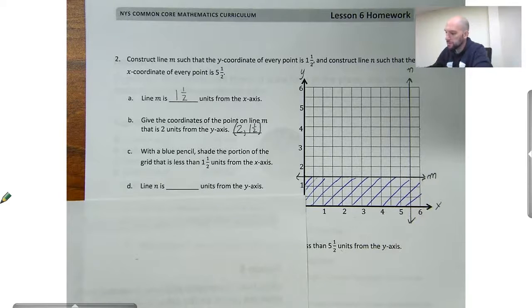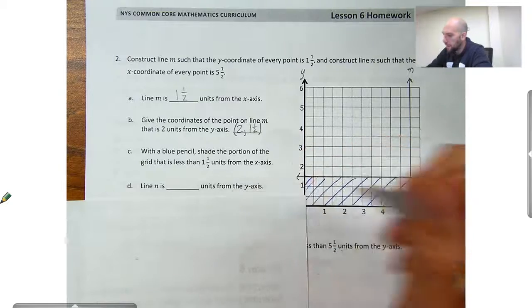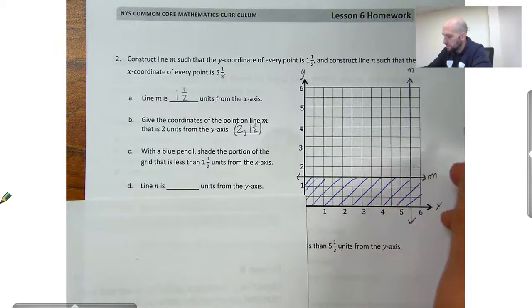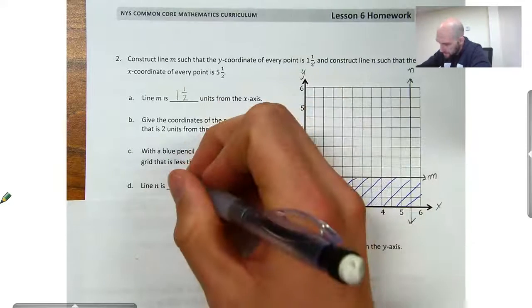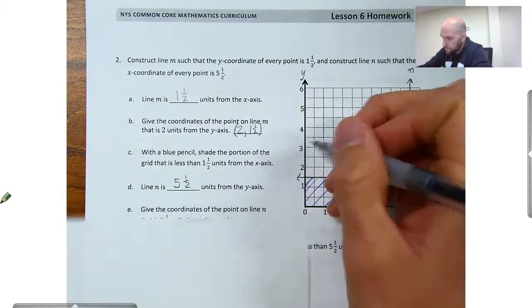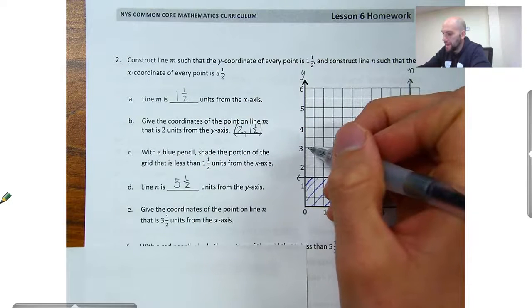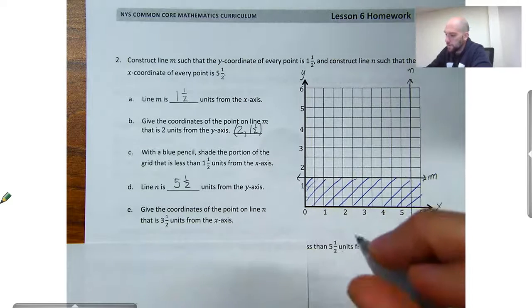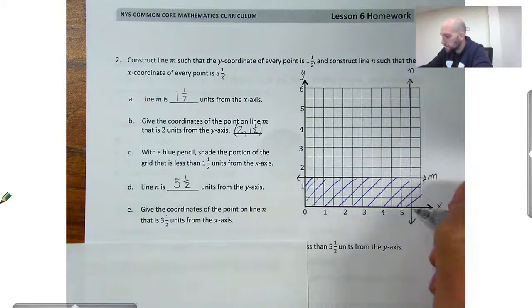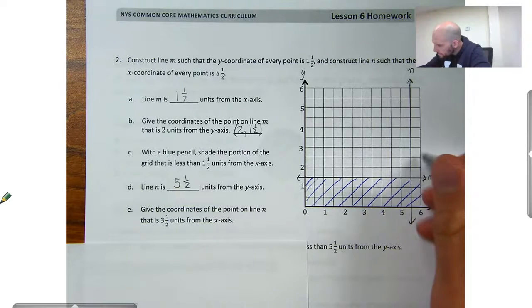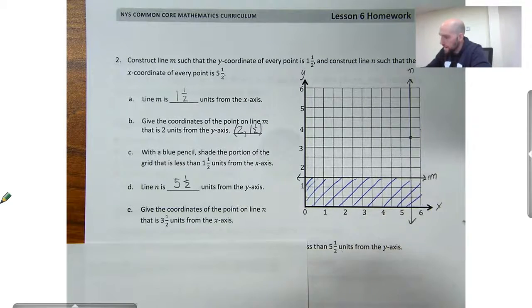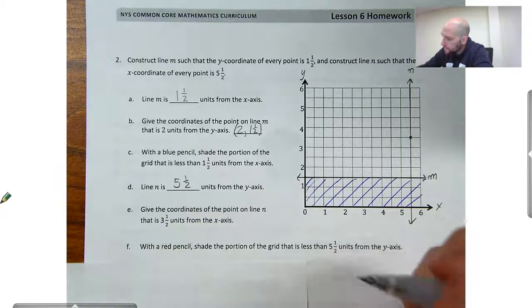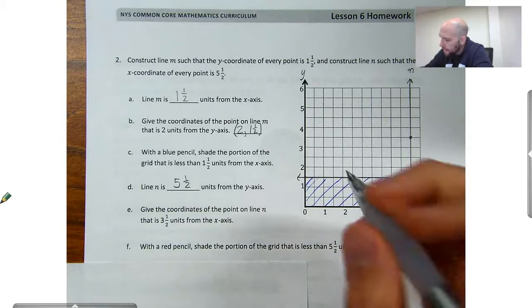Line N is blank units from the y-axis. So we have 5, 5.5. So it's going to be 5.5 units. Give the coordinates of a point on line N that is 3.5 units from the x-axis. So we have 3.5 from the x-axis. Well, here's 3 and then another half. And that would be 5.5, 3.5.